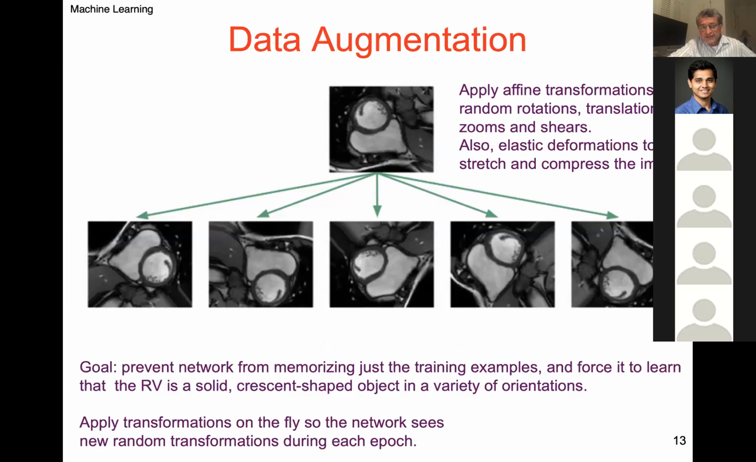Okay, we move on to data augmentation. That is, what should we do when we don't have enough data? This is actually real data of a human heart. I think it's a cross section of the human heart.